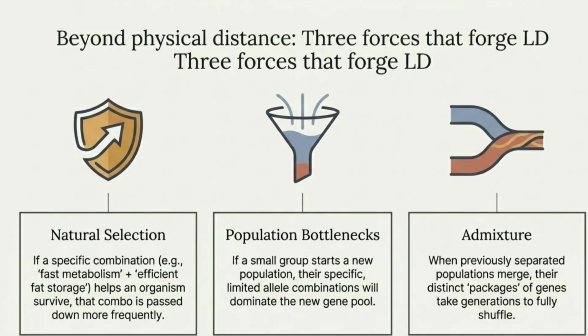But it's not just about physical distance. Evolution plays a massive role here too. For instance, natural selection might favor a specific combination of genes that works really well together, making that package deal more common. Or you could have a population bottleneck, where just a small group starts a new population, concentrating whatever gene package they happen to carry. And finally, there's admixture. That's when two separate populations mix, bringing together their own unique package deals that can take ages to shuffle apart.